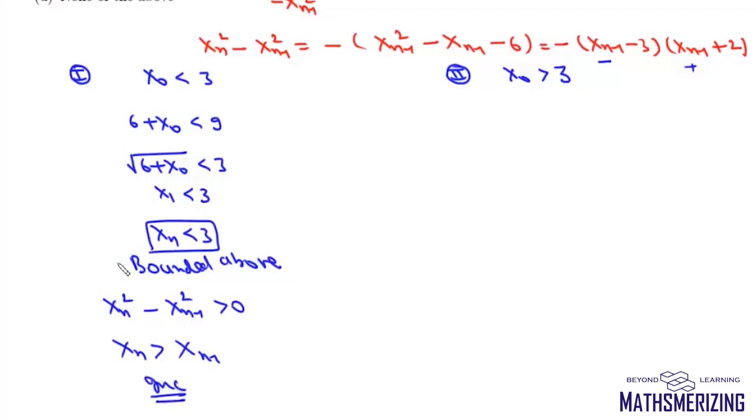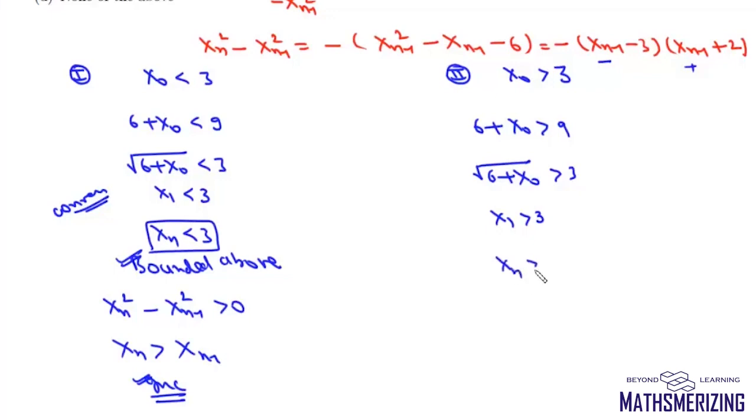So if the sequence is bounded above and increasing, that means this sequence is going to converge. Now what about the second case? In the second case, when x naught is greater than 3, if we add 6, 6 plus x naught will be greater than 9. Under root, 6 plus x naught will be greater than 3, that is x1 is greater than 3. If we add 6 again and take the square root, we'll get x2 greater than 3. So from here we'll get xn should be greater than 3. So in this case it is bounded below.